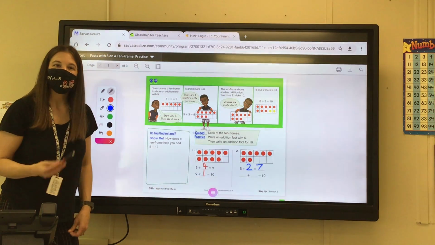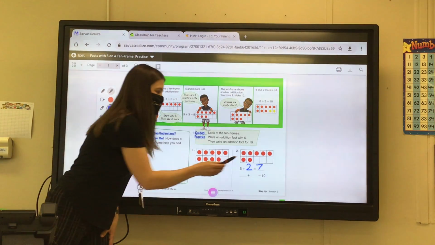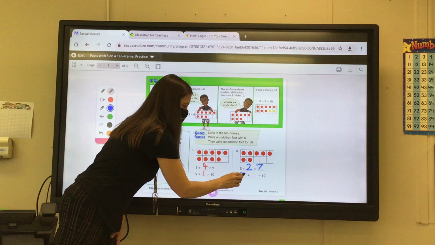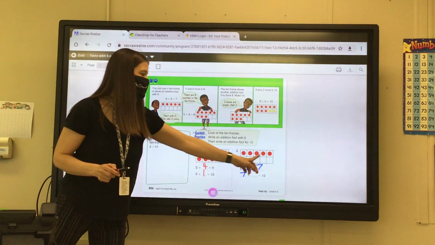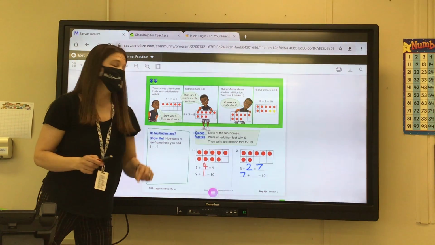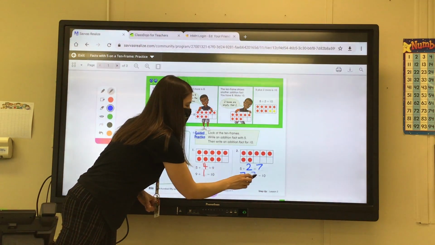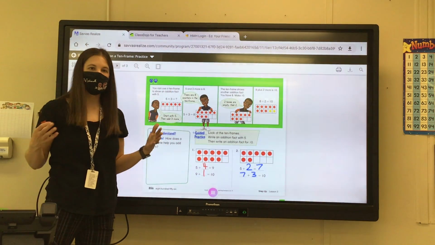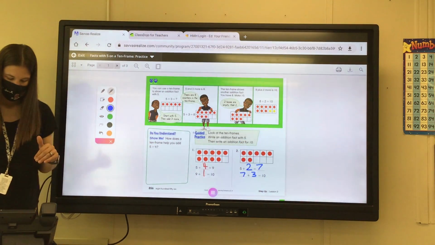So now we're going to make another addition fact for 10. So we're going to take that number 7 because there's 7 counters in the 10 frame. How many boxes are empty? 3, right? So 7 plus 3 equals 10. Because when that 10 frame is full, we know there's 10. So the 7 plus the 3 equals 10.